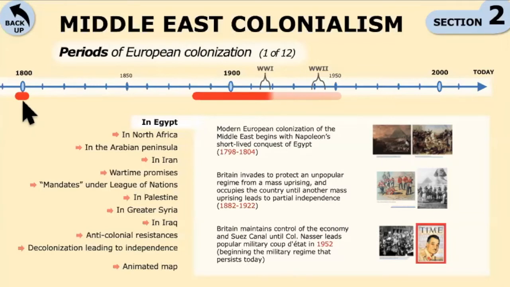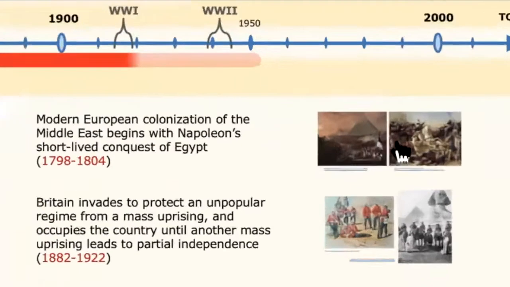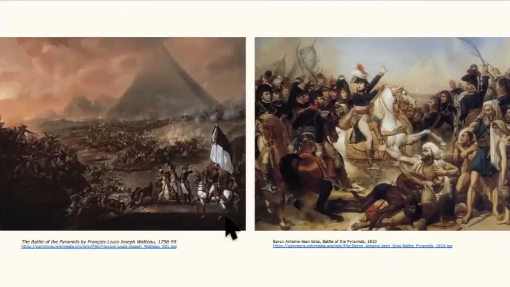That's France, led by Napoleon, trying to conquer the country. In 1798, modern European colonization of the Middle East begins with Napoleon's short-lived conquest of Egypt. And I've put the years here in red, just to visually link it with the red portions of the timeline. Take a look here at these paintings from the time period, celebrating the episode, the Battle of the Pyramids.